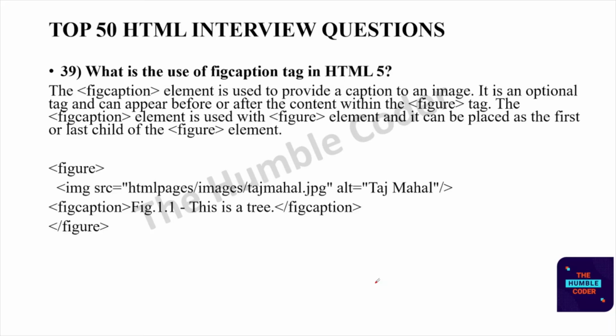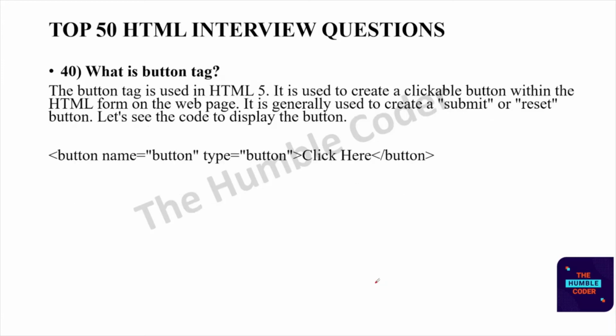What is the use of a figcaption tag in HTML5? The figcaption element is used to provide a caption to an image. It is an optional tag and can appear before or after the content within the figure tag. The figcaption element is used with the figure element and it can be placed as the first or the last child of the figure element. So you can see the syntax in which you can use the figcaption tag. Let's move on to the next question now.